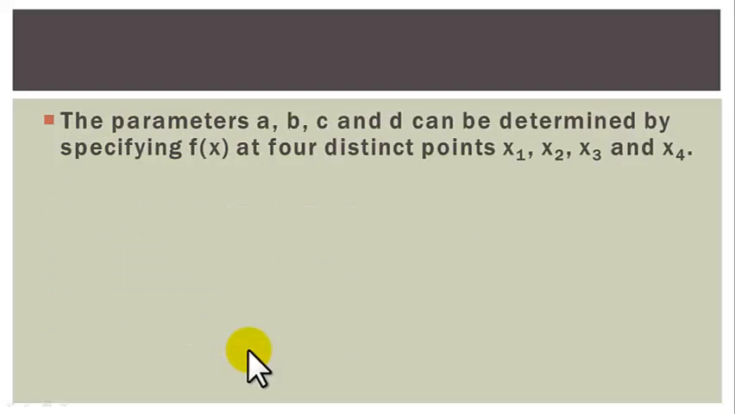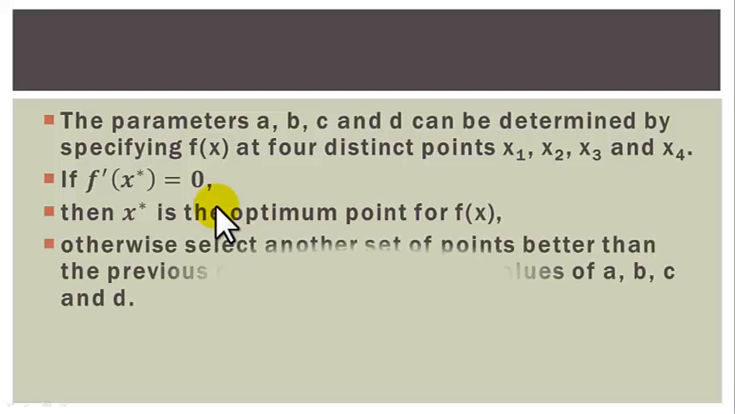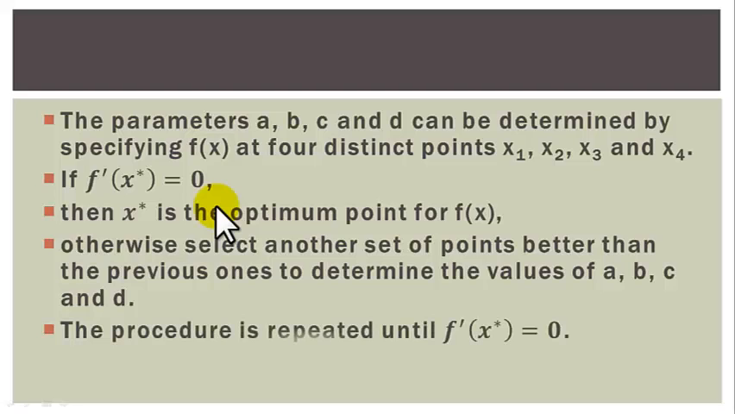The parameters a, b, c, and d can be determined by specifying f of x at 4 distinct points: x1, x2, x3, and x4. If f prime x star is equal to 0, then x star is the optimum point for our original function f of x. But if not, we have to select another set of points which are better than the previous ones to determine the values of a, b, c, and d. The procedure can then be repeated until we obtain f prime of x star to be equal to 0.